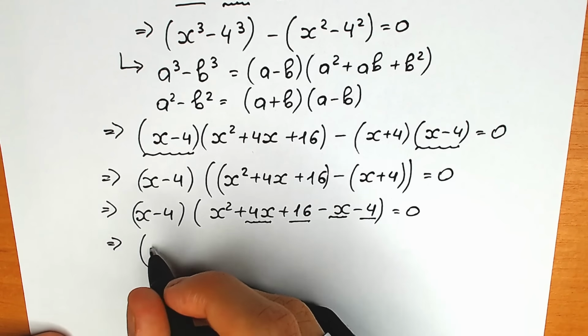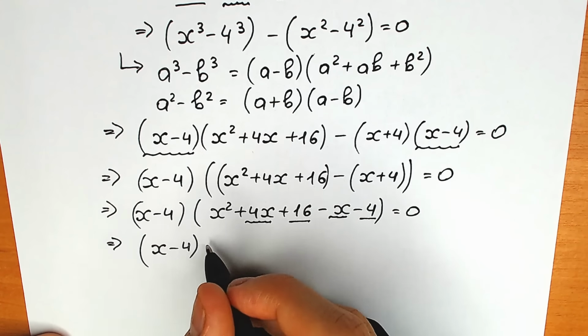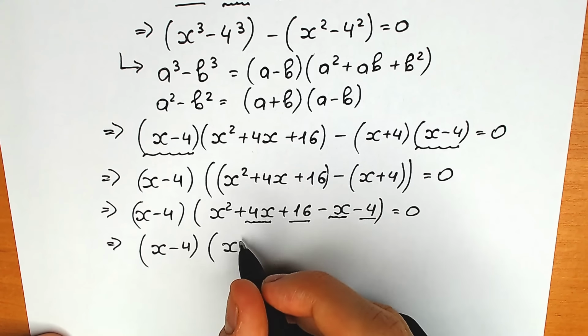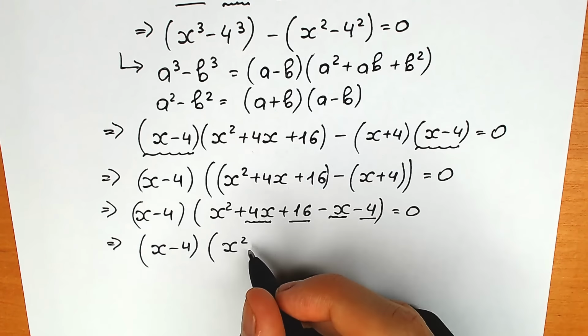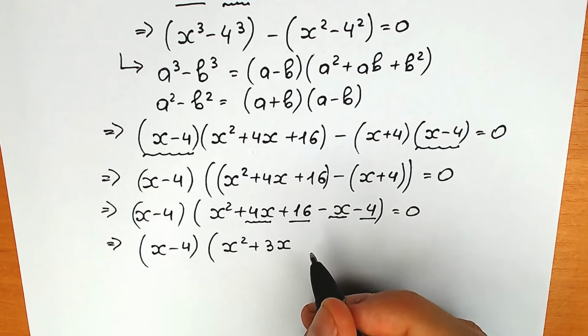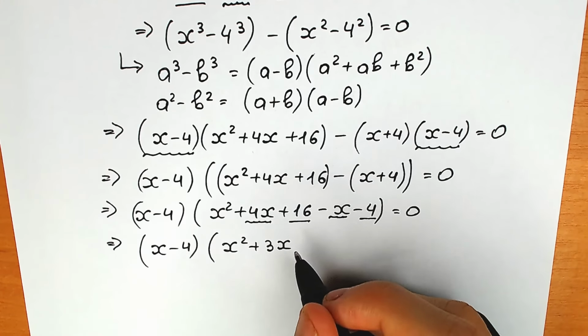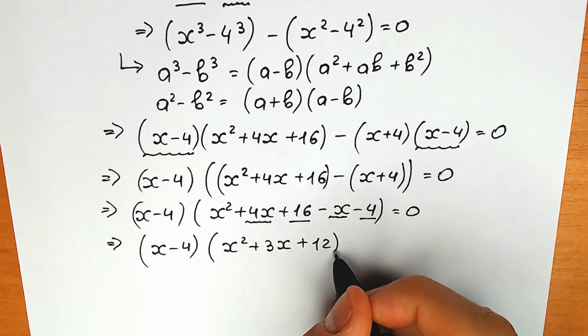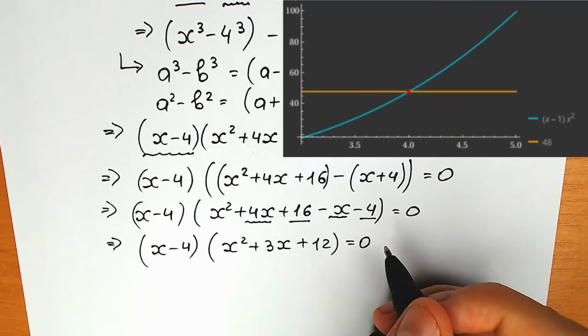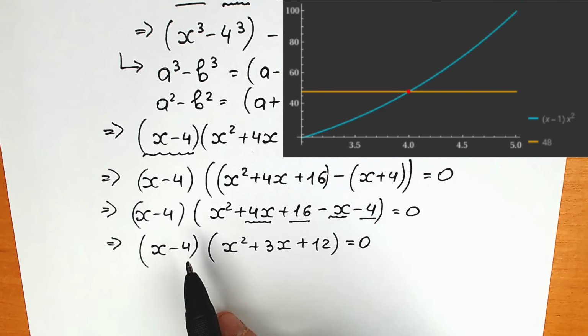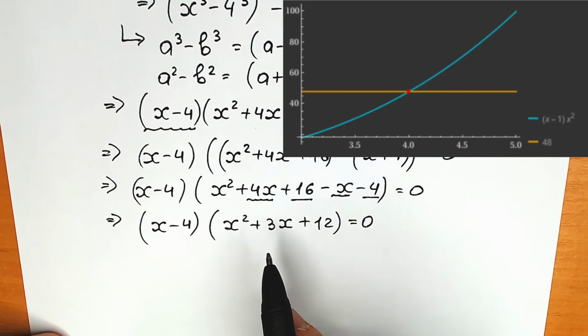As a result, our final expression when we're talking about factoring, we have x minus 4, and in the second expression we have x squared plus 4x minus x, which is plus 3x, and 16 minus 4 is plus 12, equal to 0. And right now a great moment, because a product of two parentheses equal to 0 when the first parenthesis equal to 0 or the second parenthesis equal to 0.